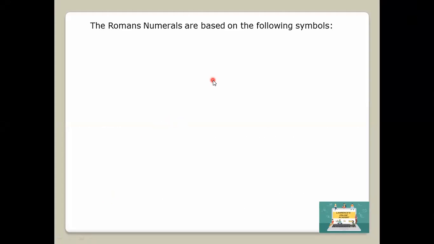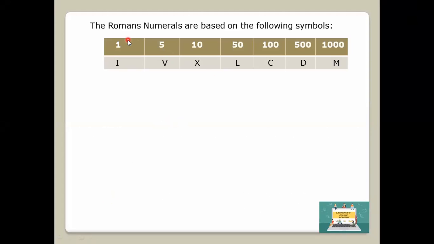The Roman numerals are based on the following symbols. 1 is written as I, 5 is written as V, 10 is written as X, 50 is written as L, 100 is written as C, 500 is written as D, 1000 is written as M. These symbols are very important, so keep them in mind.